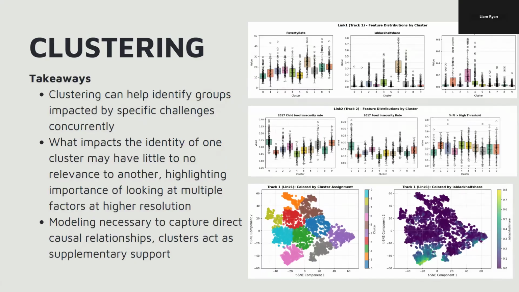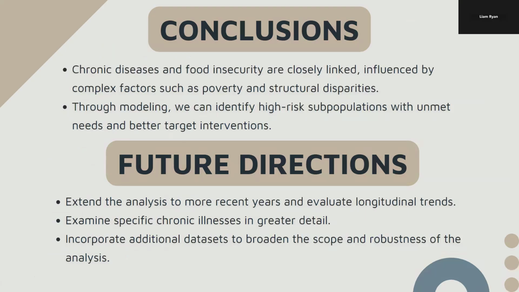Our 3 key takeaways from this were that clustering can help identify groups impacted by specific challenges concurrently, that what impacts the identity of one cluster may have little to no relevance to another, and that modeling is necessary to capture direct causal relationships. We conclude that chronic diseases and food insecurity are closely linked, influenced by complex factors such as poverty and structural disparities. Through modeling, we can identify high-risk subpopulations with unmet needs and better target interventions.